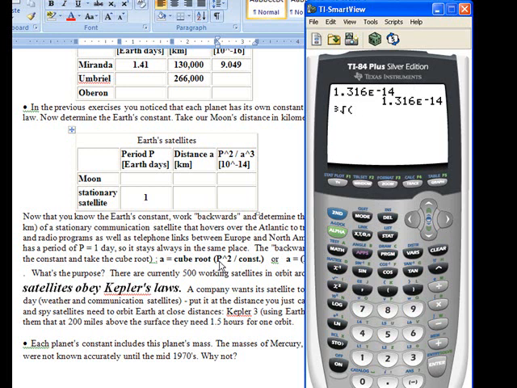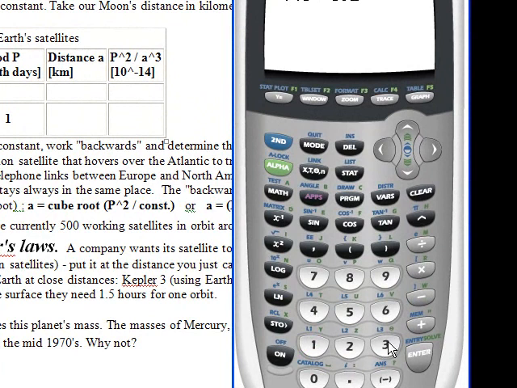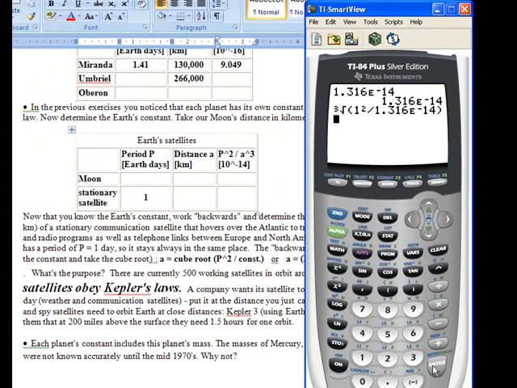You take the period squared, so I'm going to do 1 squared, and then I divide by that constant, so I divide by 1.316, 10 to the negative 14, and I come up with 42,300 or 42,400 kilometers if I actually gave you the correct constant. And that would tell you that you can only put that satellite here at 42,000 kilometers, roughly 26,000 miles.